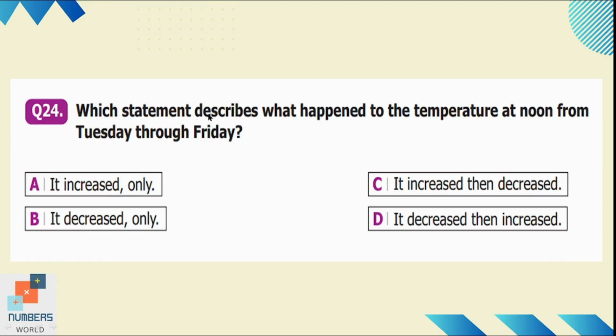Question number 24. Which statement describes what happened to the temperature at noon from Tuesday through Friday? Option A, it increased only. B, it decreased only. C, it increased then decreased. D, it decreased then increased.